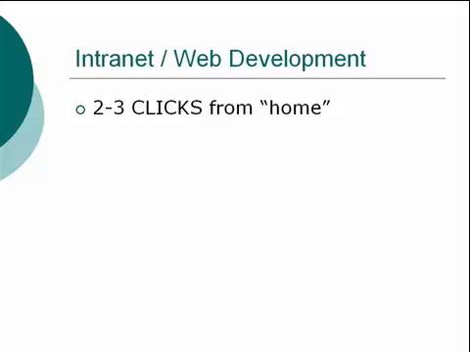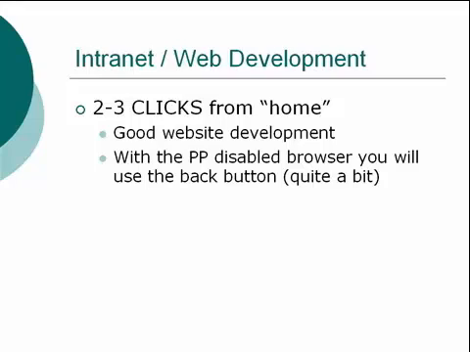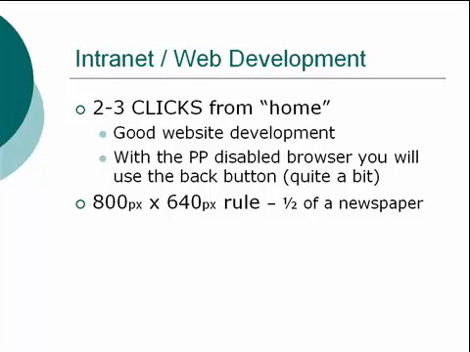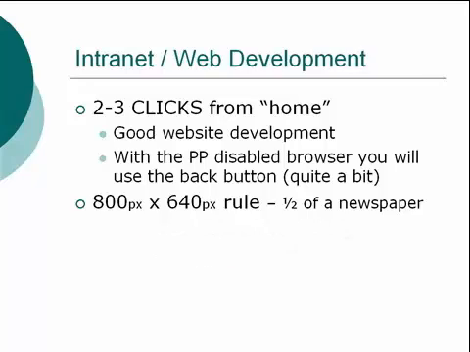When you develop a home page, just like in any good website development, make sure that anything you need is only 2 or 3 clicks away from the home page. The disabled browser with the knowledge base really is disabled, so you have to use the back button if you want to go back, and that's why it's important to have just 2 to 3 clicks. And remember the newspaper rule, that is 800 by 640 rule. Most newspapers have most of the eye-catching information in that half of the front page, and then they link to everything else, if you think about it, to the other pages in the newspaper. This is not a new concept.